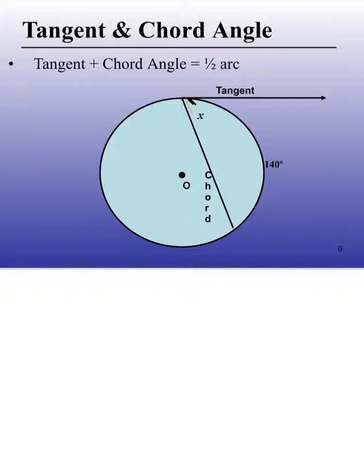Here's our chord, and here's our tangent. And it has the same property as an inscribed angle because, as you can see right here, the vertex is on the circle. And it intercepts this arc, which is 140 degrees, and we're going to take 1/2 of that. That makes this angle measure 70 degrees.